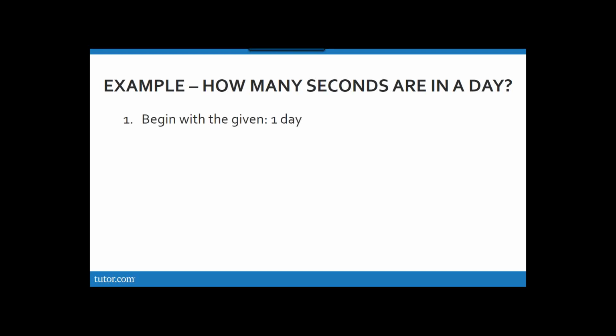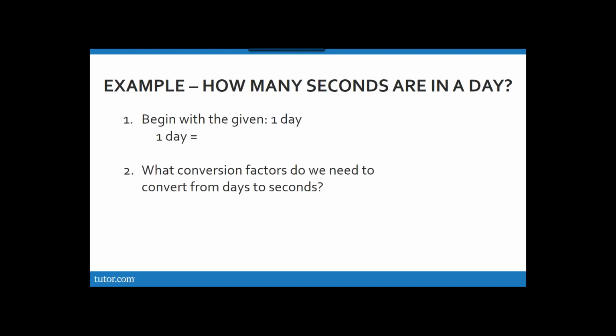Then we want to think about what factors will allow us to get from days to seconds. When we think about a day in terms of time, we might think about the fact that there are 24 hours in one day. And if we're trying to get to seconds, hours may break down to minutes. So there's 60 minutes in 1 hour. And then we can break down from minutes to seconds by recognizing that 1 minute is equivalent to 60 seconds. With these conversion factors in mind, we can set up our equation using these factors as ratios.